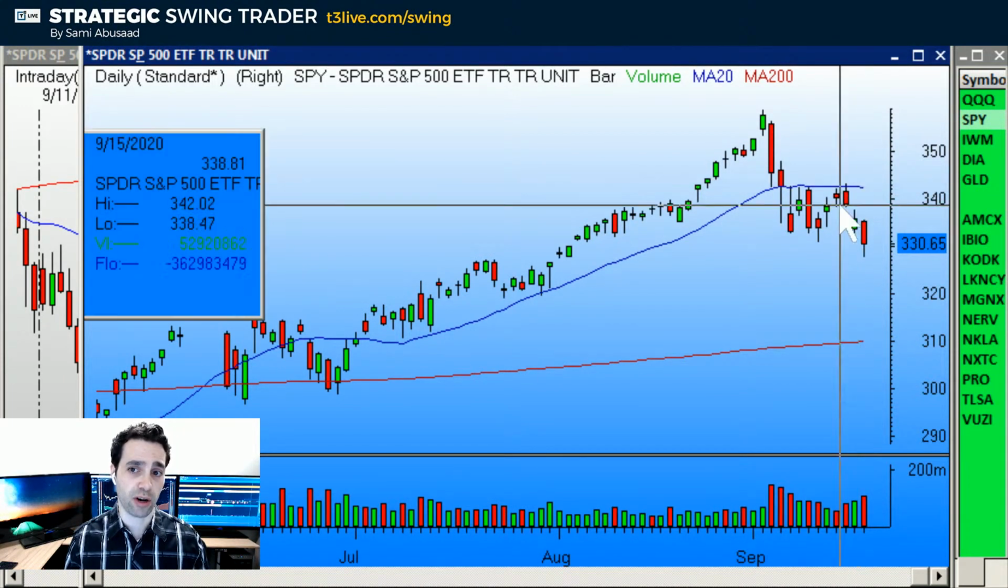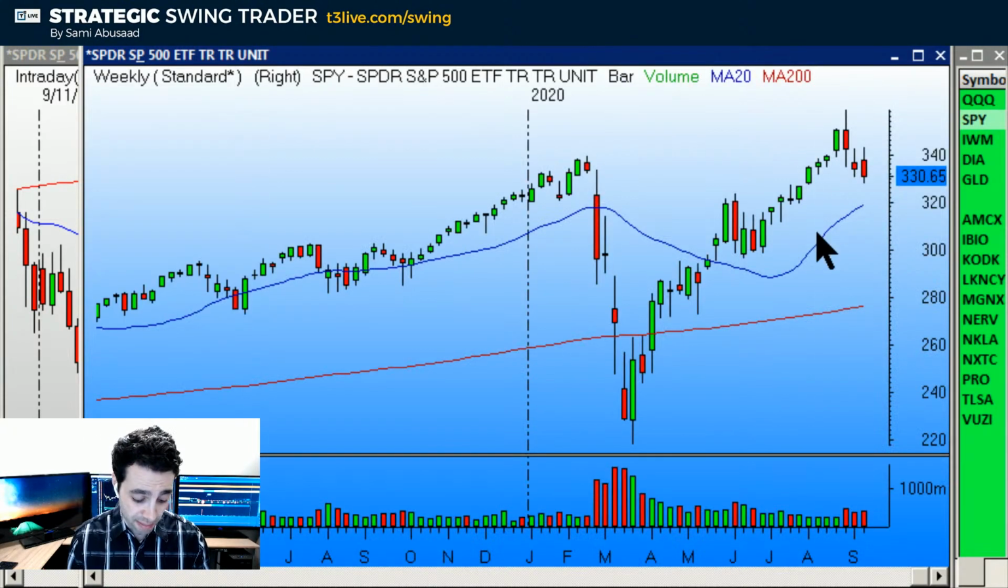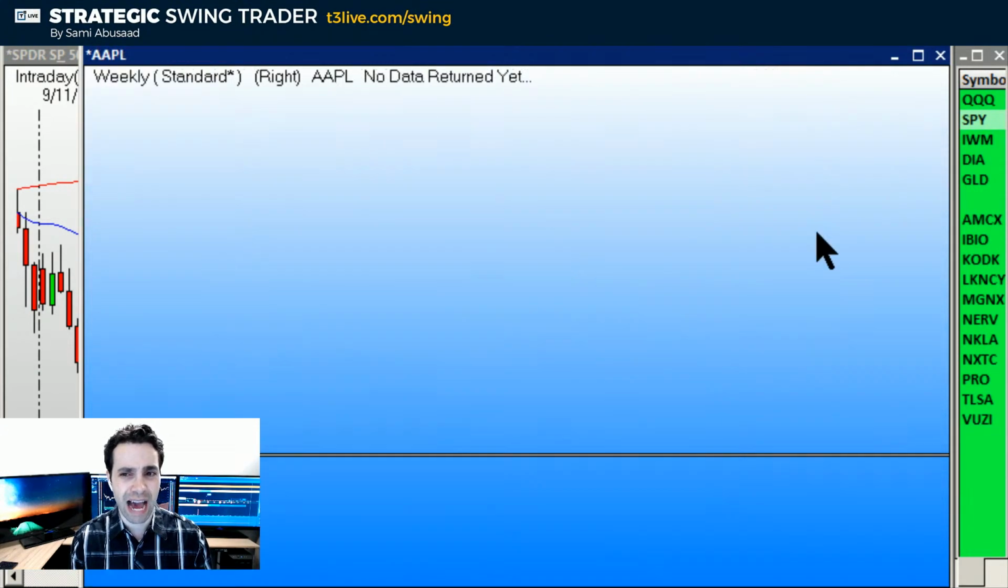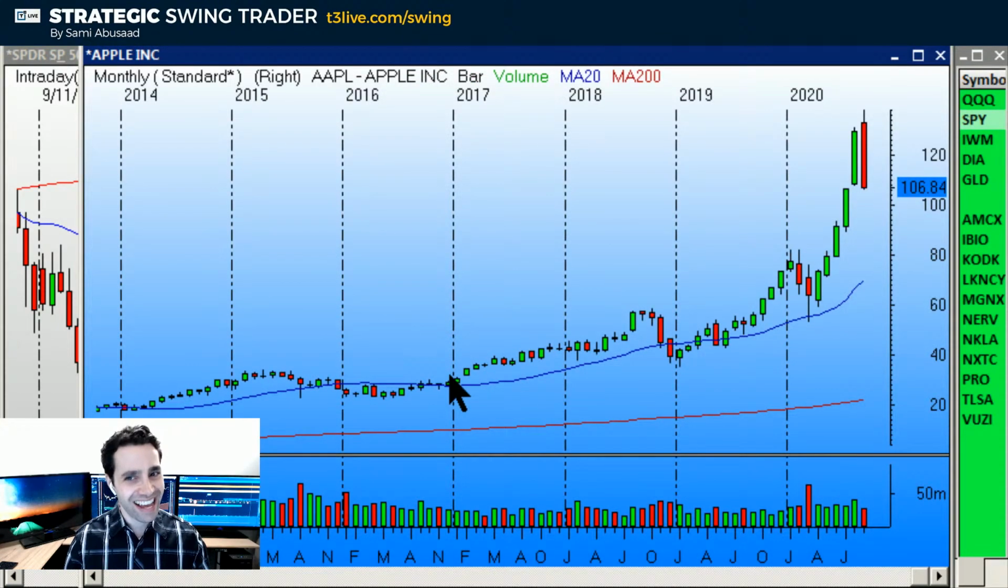343.06 actually, this bar is higher. So we would need to take it out and hold above it before I turn bearish. But the truth is, I just feel like this is a pretty significant top that we got in the Qs and the SPY. I mean, look at Apple. Look at Apple, especially look at the larger picture. Look at the monthly. That looks really toppy.